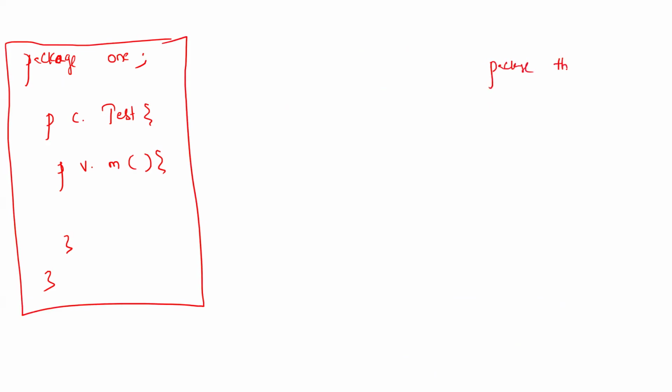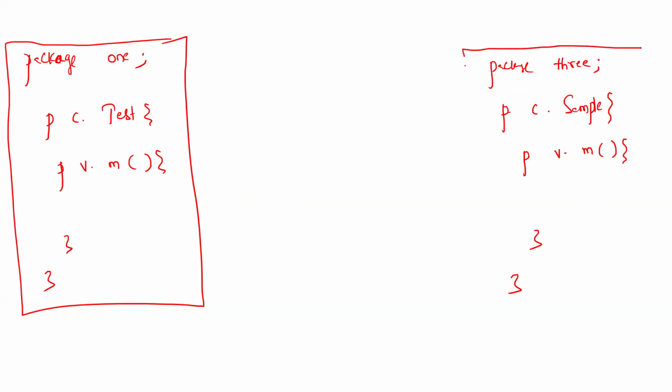The next, there is one more package, say package 3. Inside this package there is a public class, Sample class. Inside this Sample class there is a method called public void m only. Possible or not possible? A different package, different class, different method. So it is possible absolutely.